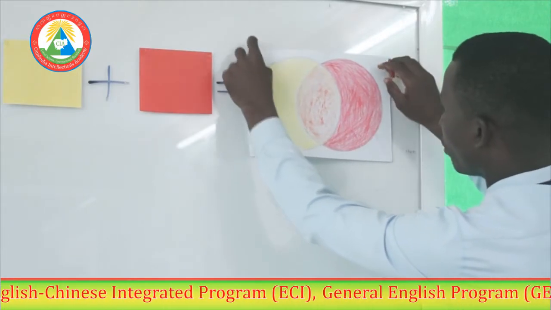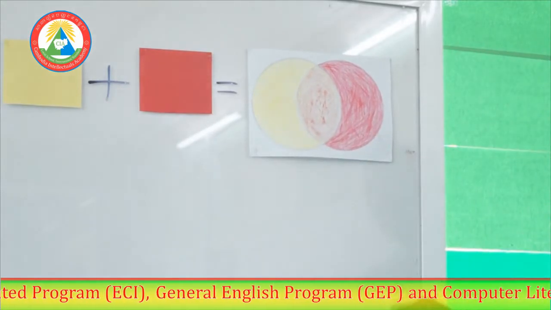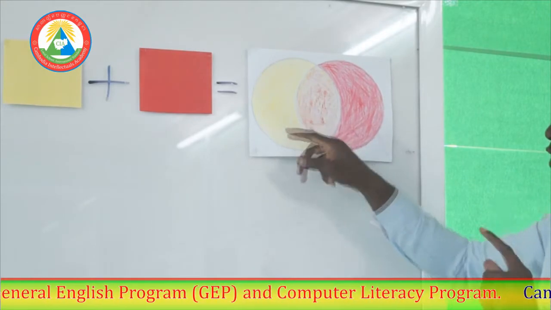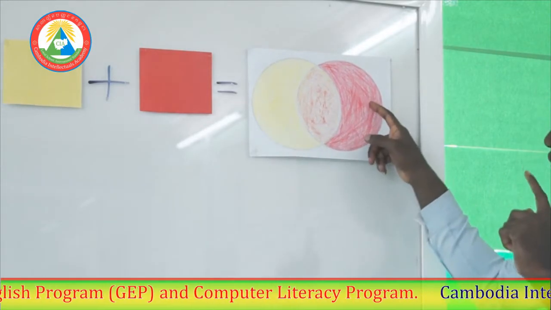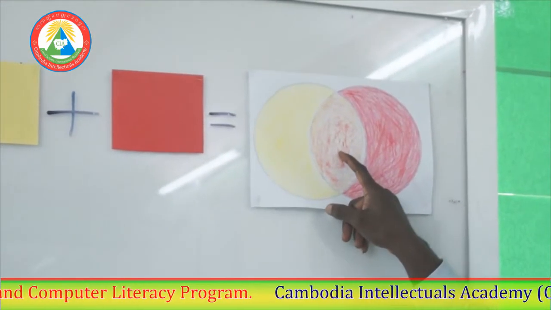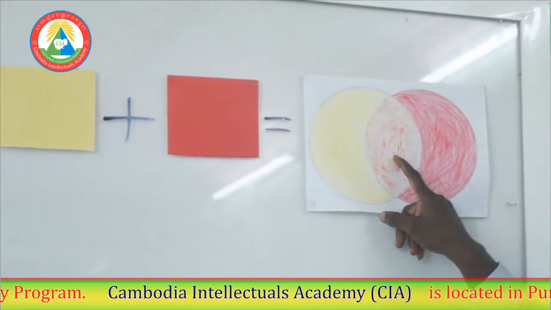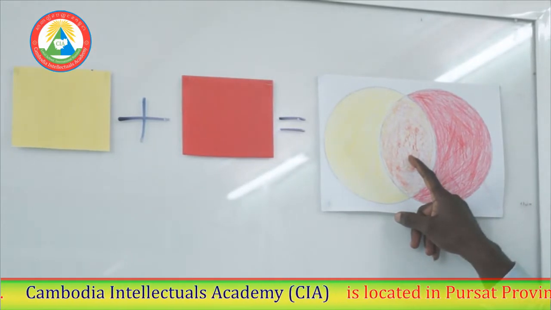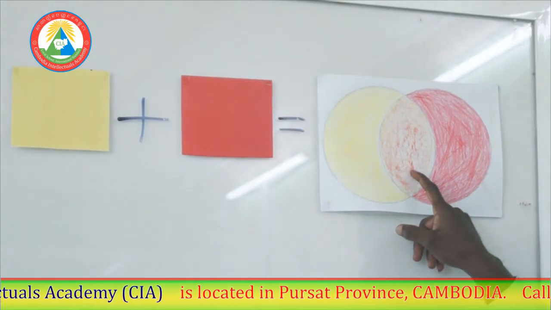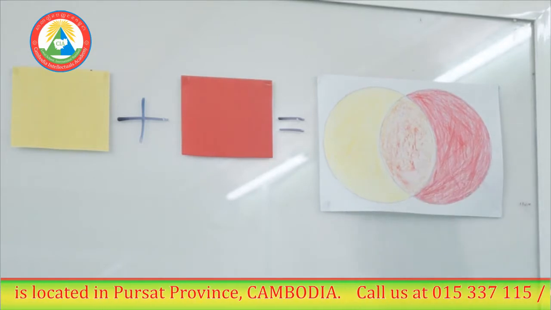Good job. So now you can see that after you mix up the two colors here, it has given you another color. So this one is yellow and this one is yellow, but here is a different color, and this color is called orange color. Orange color. And this is called the secondary color. Okay, so the orange color here is called the secondary color.